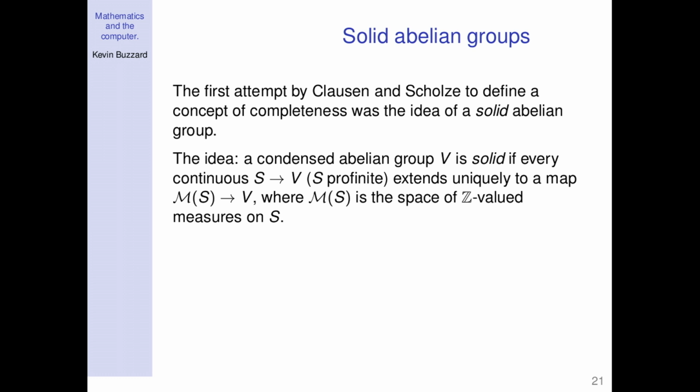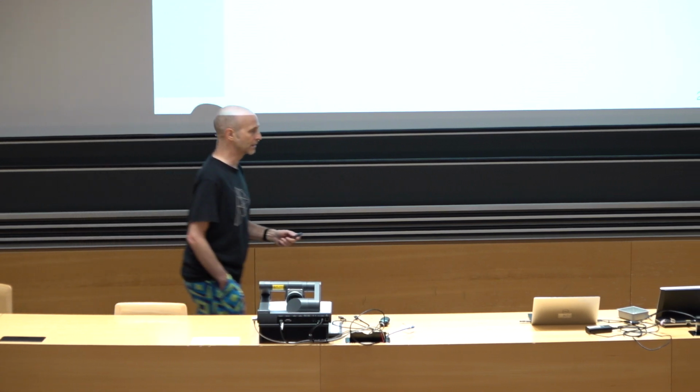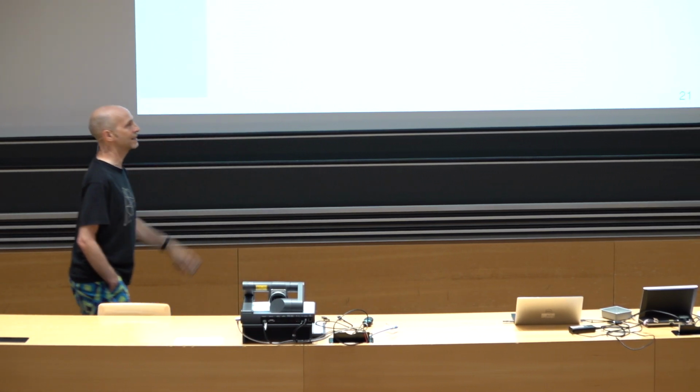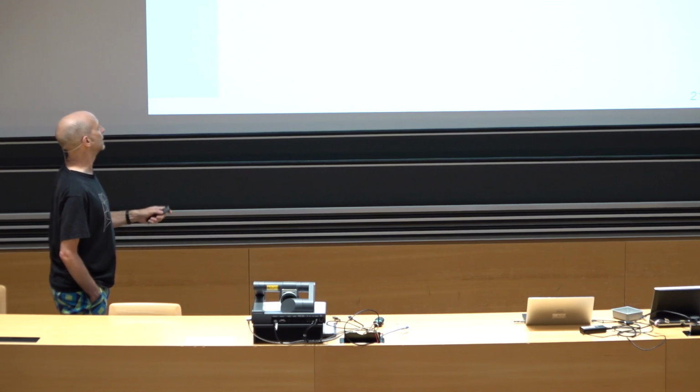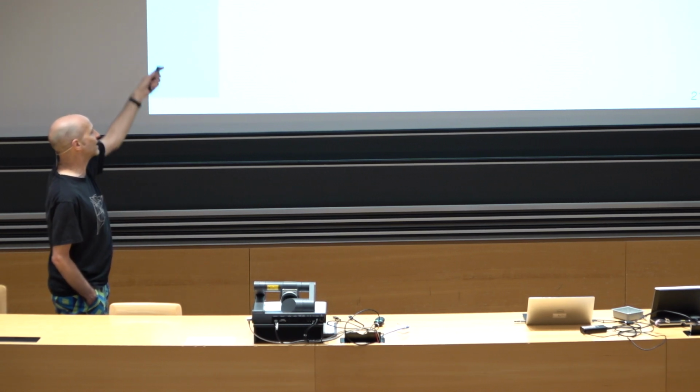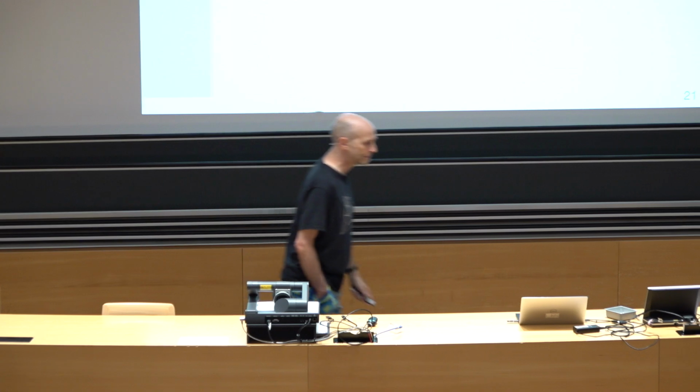So an element of S gives you a measure on S, like the Dirac measure. But there are more general ones. M of S is just, you look at continuous maps from S to the integers, and then you look at the Z dual of that. That would be the space of measures. So this is a space that's typically bigger than S, and the idea is that any continuous map from S to V should extend to such a map.